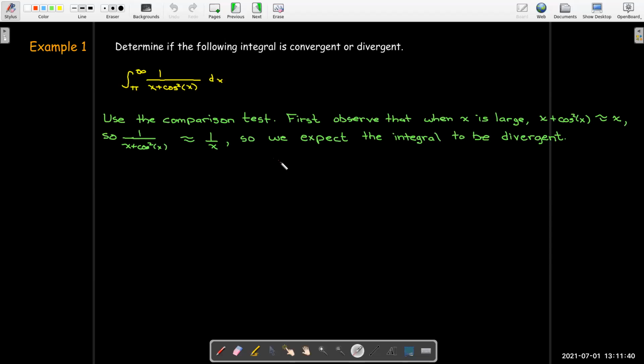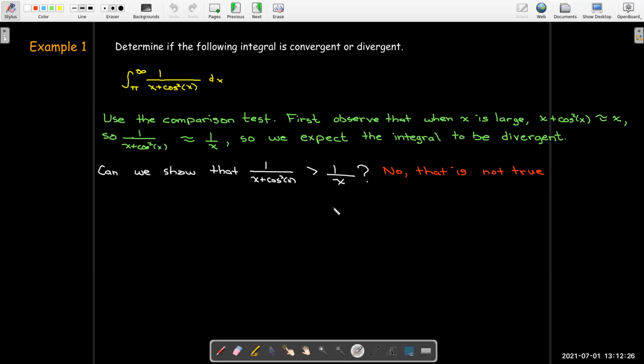Fine. If I expect it to be divergent, then I need to show that this integrand is larger than the integrand of a divergent integral. In other words, I'm going to consider this to be my big truck. I want to find a little truck which won't fit. Well, we're talking about 1 over x. Is it true that 1 over x plus cosine squared x is greater than 1 over x? Well, no, it's not. Cosine squared x is usually a positive number, and 1 over x plus a positive number is actually smaller than 1 over x, so my inequality goes the wrong way.